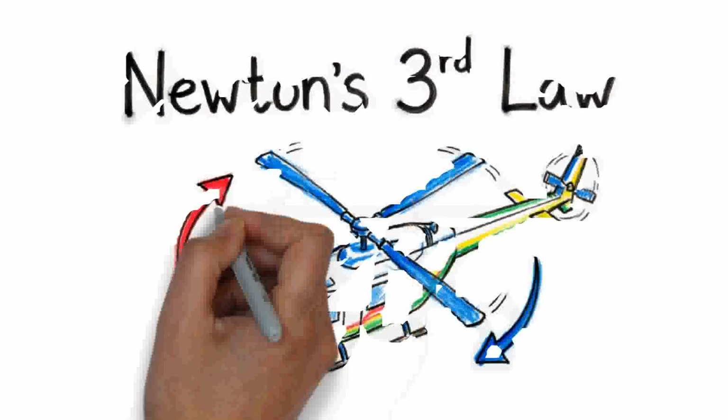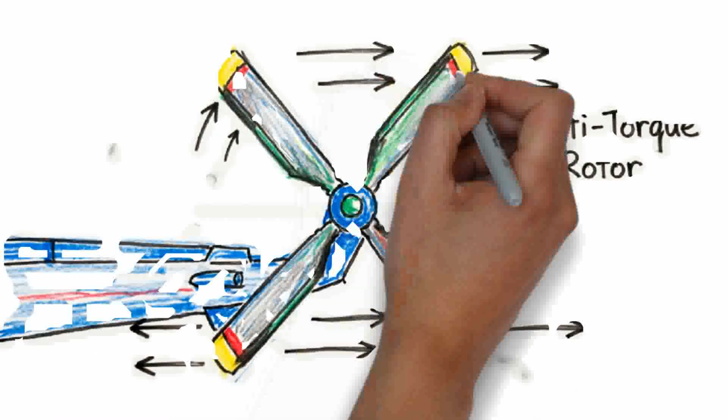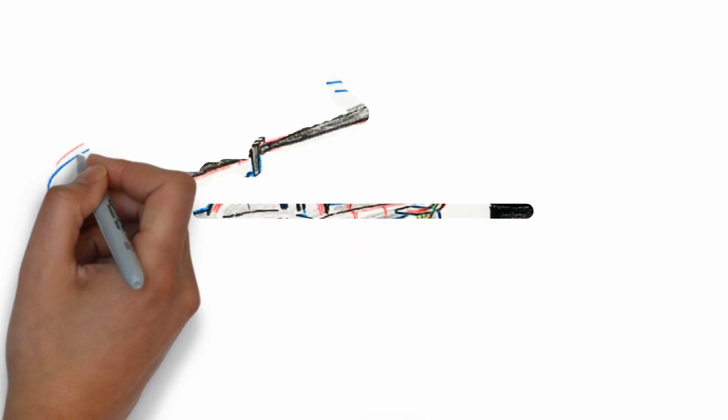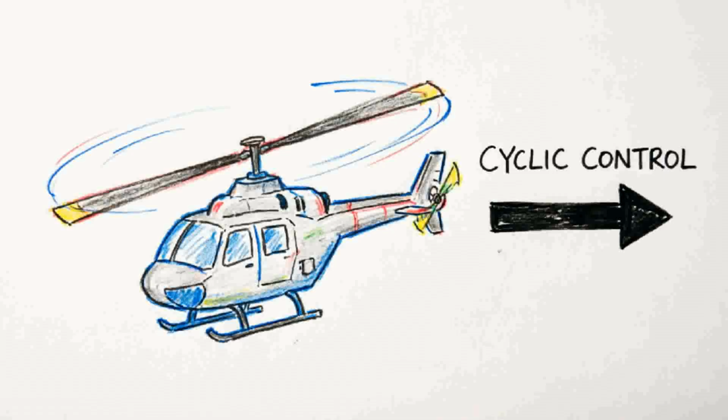But there's a physics problem. When the main rotor spins one way, Newton's third law says the helicopter body wants to spin the exact opposite way. The tail rotor solves this by pushing air sideways, creating anti-torque to keep the helicopter body stable and facing forward. To move forward, the pilot uses the cyclic control to tilt the entire rotor disc forward.